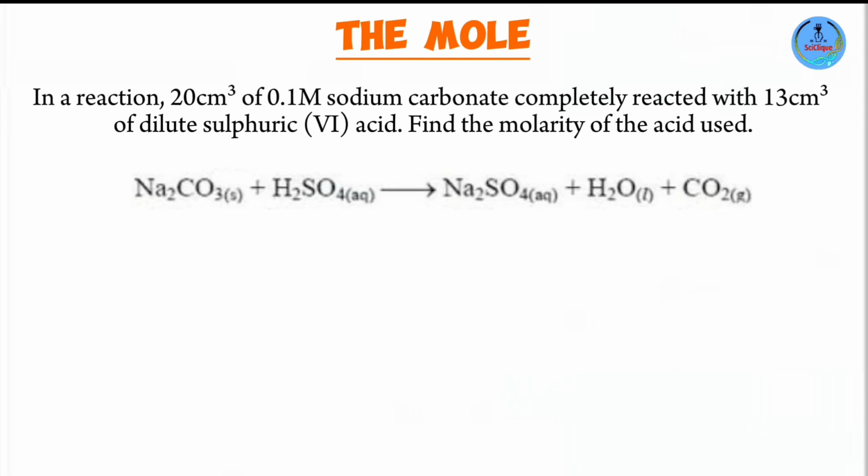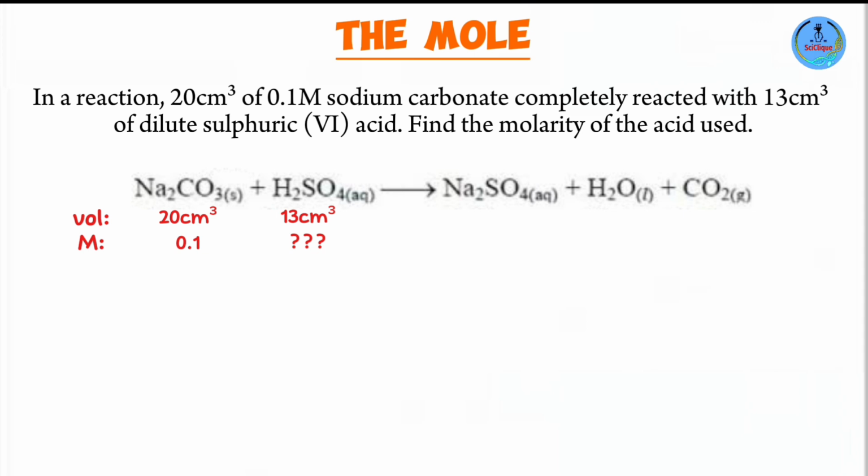So we have sodium carbonate over there reacting with sulfuric acid. What do we know about sodium carbonate? We know its volume. We also know its molarity. 20 cubic centimeters in a molarity of 0.1. So this reacts with sulfuric acid, whose volume is 13 cubic centimeters. Do we know its molarity? No, we don't. That is what we need to find out. So this reaction leads to the formation of sodium sulfate, water, and carbon dioxide.